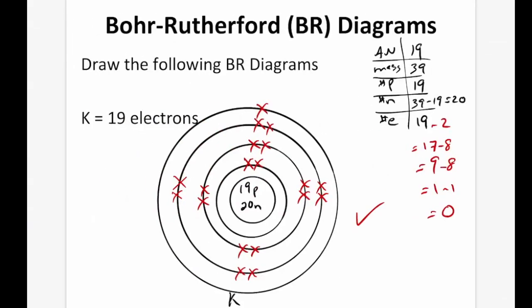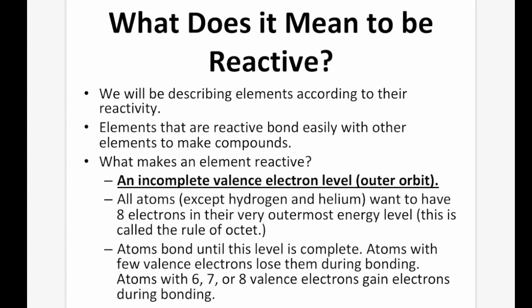So for instance, in our example previous with potassium, we have an incomplete orbit. So we want to have 8 electrons in our outer orbit. And in potassium, you can see we only have 1. So it only has 1 valence electron. So since this outer orbit is incomplete, this particular element is going to be reactive because it doesn't have 8 electrons in its outer orbit, or in the case of hydrogen and helium, 2. So atoms will bond until this level is complete.